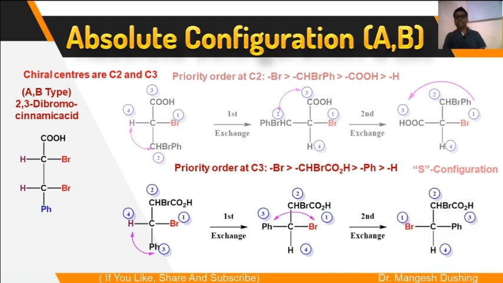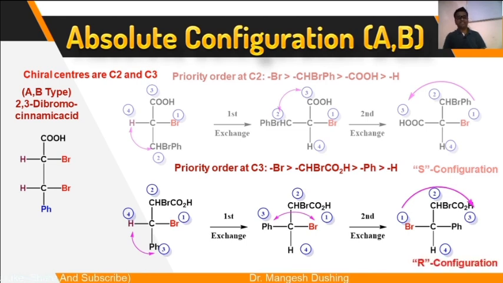Now in this case, the fourth priority group is already at the bottom. Look at top 3, 1, 2 and 3. Are they clockwise or anti-clockwise? They are clockwise. So the chiral center has R configuration. So C2 has S configuration while C3 has R configuration.